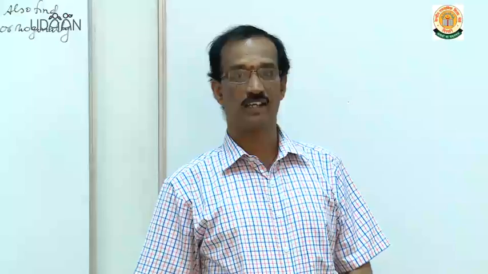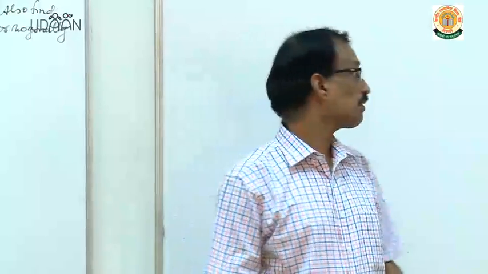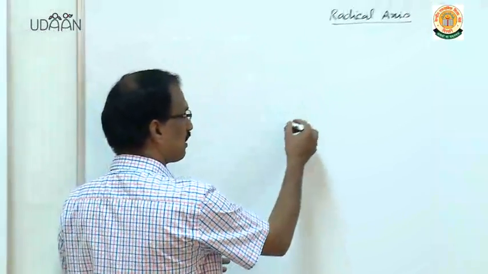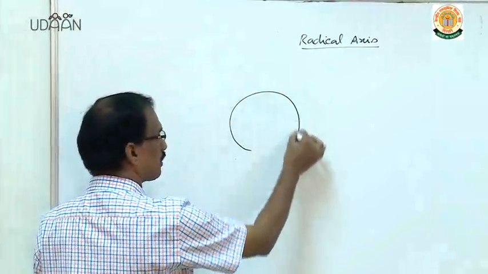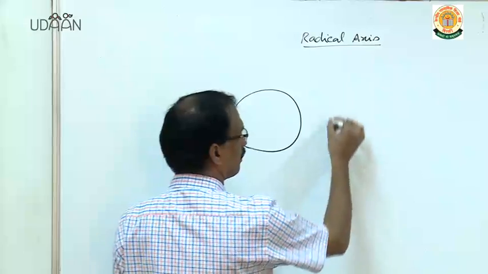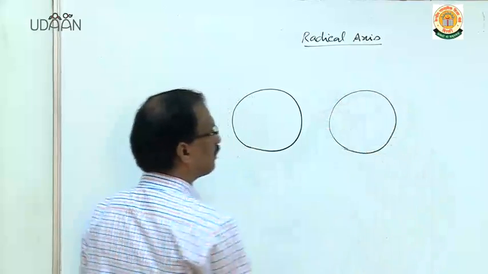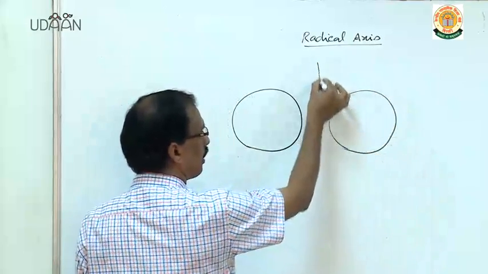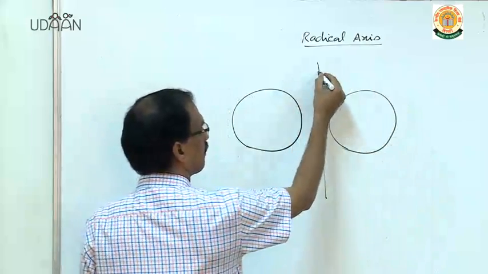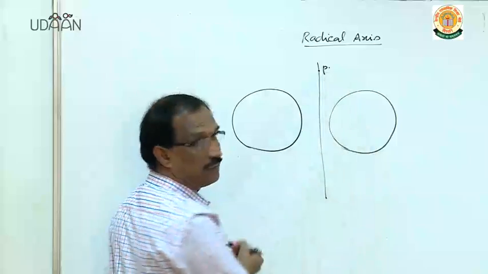Good morning. Today we will be starting the topic radical axis of circles. Radical axis means here two circles you have. Now you draw a line from any point on this line.